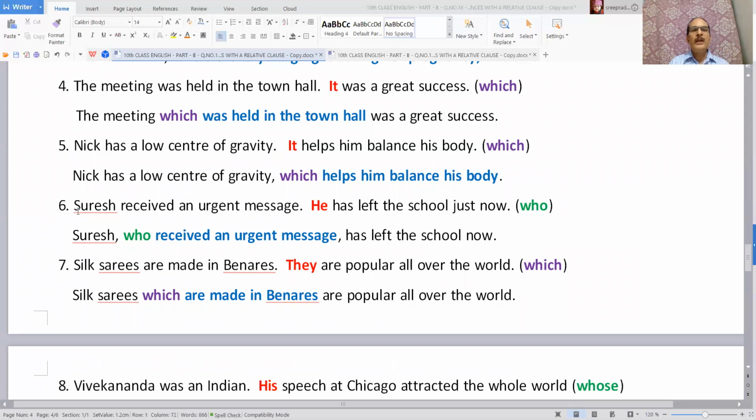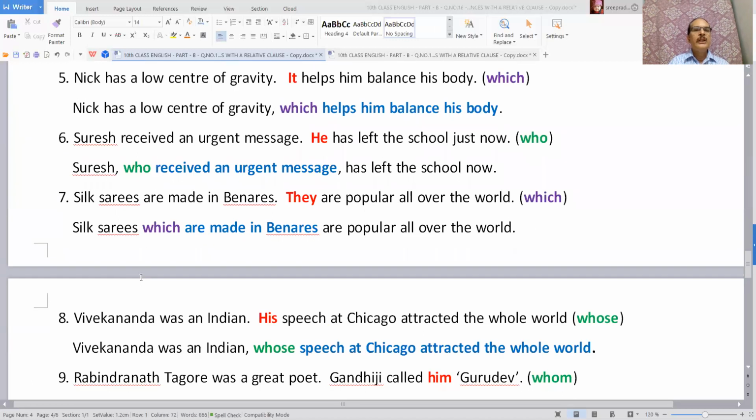Suresh, it's a proper noun here. And in the second sentence, he is a pronoun which refers to Suresh only. So here also, we are expected to use only a non-defining relative clause. Suresh received an urgent message. He has left the school just now. So Suresh, comma, who received an urgent message. So the predicate in the first sentence, we have to add after who. Suresh, who received an urgent message, comma, has left the school just now.